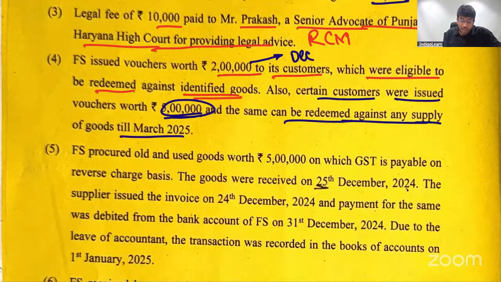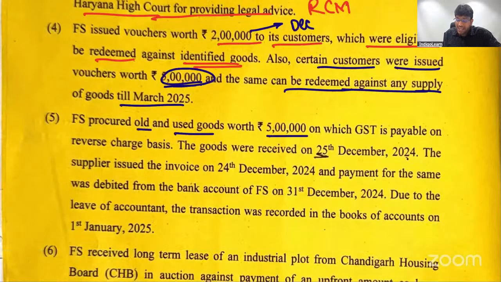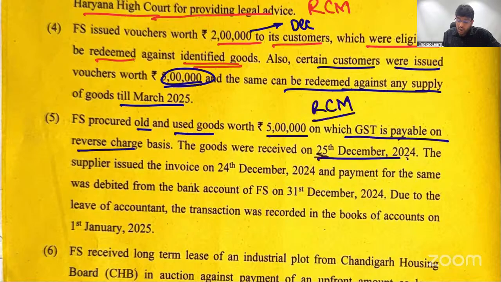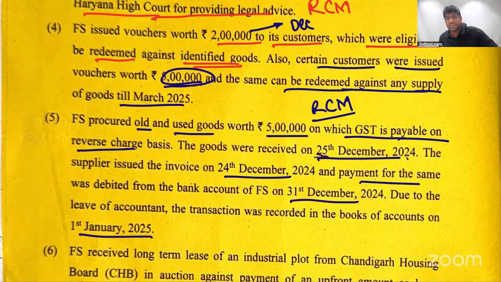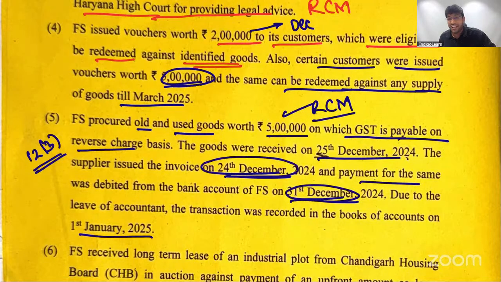Then, they procured old and used goods worth 5 lakhs on which GST is payable on reverse charge basis. Very good. RCM. Goods were received on 25th December and supplier issued invoice on 24th December and the payment was debited in the bank on 31st December, but the transaction is recorded on 1st of January 2025. Sir, in case of goods, time of supply under RCM is covered by 12.3, which clearly says time of supply will be what? Date of receipt of goods, date of payment, or 31st day from date of invoice, whichever is earlier.